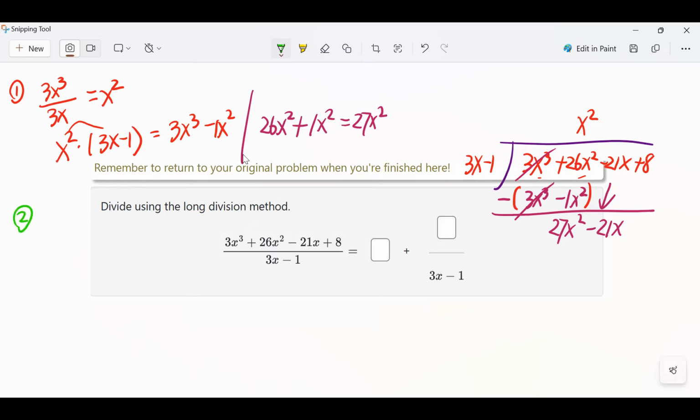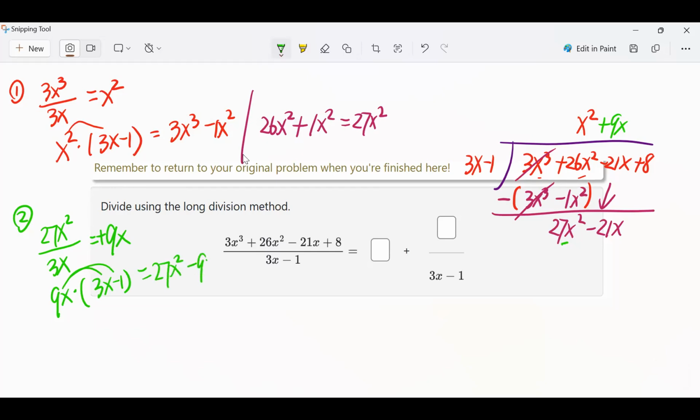So we take this leading term 27x squared, divide by the leading term of the divisor, x. Divide into that, we get 9x, right? And then you put 9x on top. It's positive 9x on the top. Now we're gonna do 9x times 3x minus 1. Okay, we distribute it. You get 27x squared minus 9x. So we have 27x squared minus 9x subtracted. Okay.